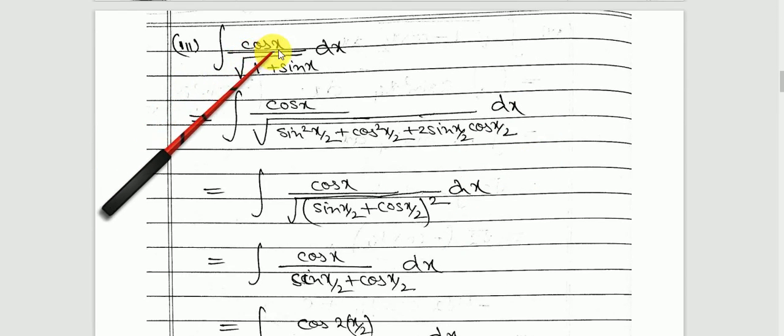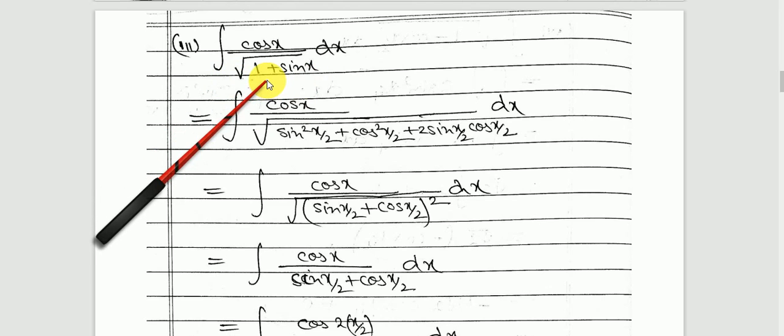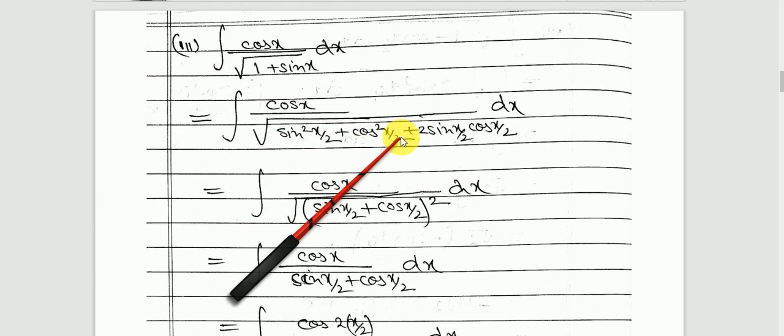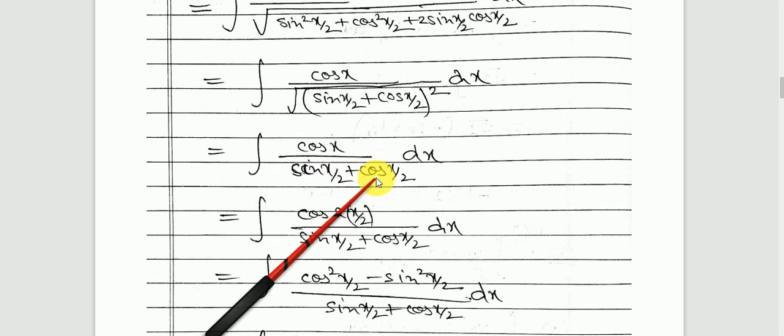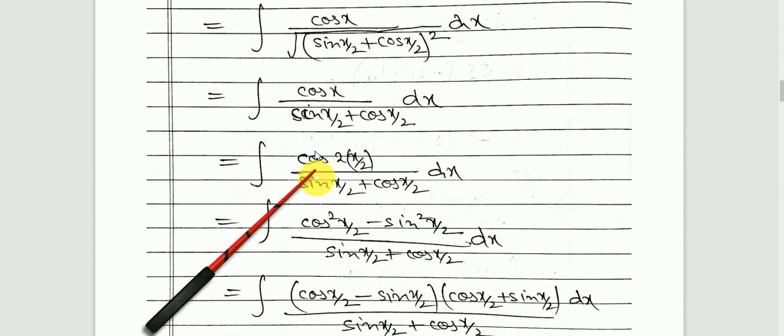Here you have to integrate cos x upon the square root of 1 plus sin x. So here 1 plus sin x can be written as this sin square x by 2 plus cos square x by 2 plus 2 times sin x by 2 into cos x by 2. So this can be written sin x by 2 plus cos x by 2 whole square. Then you get this, and this cos x can be written as cos 2 times x by 2, and this can be written as cos square x by 2 minus sin square x by 2.